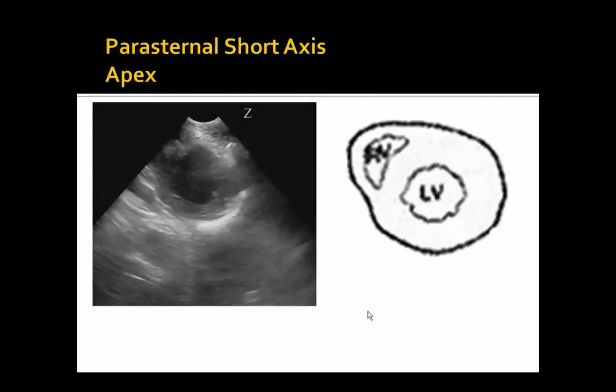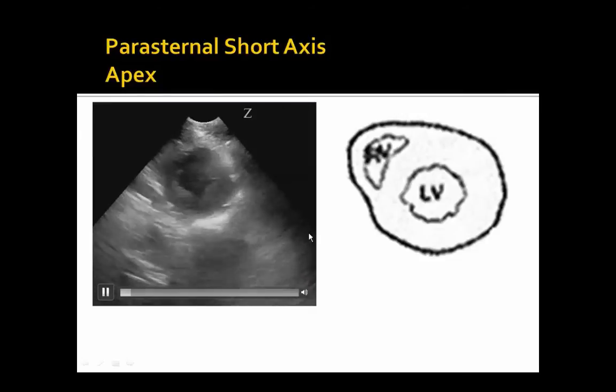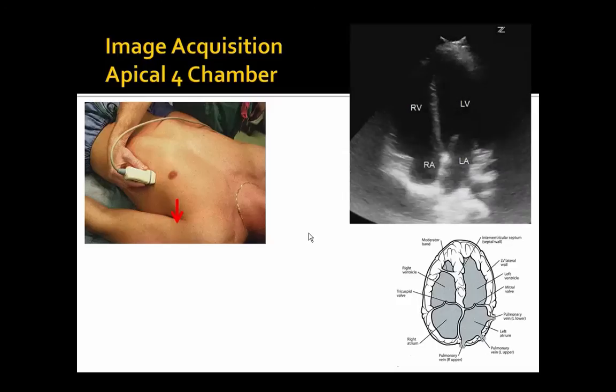And then if you keep slicing down, you may get cross-sections of the left ventricular apex, nice and circular, symmetric thickening, and now the right ventricle is pretty much gone. We've gone all the way past the end of the right ventricular apex. All right, so next up is our apical 4-chamber view.